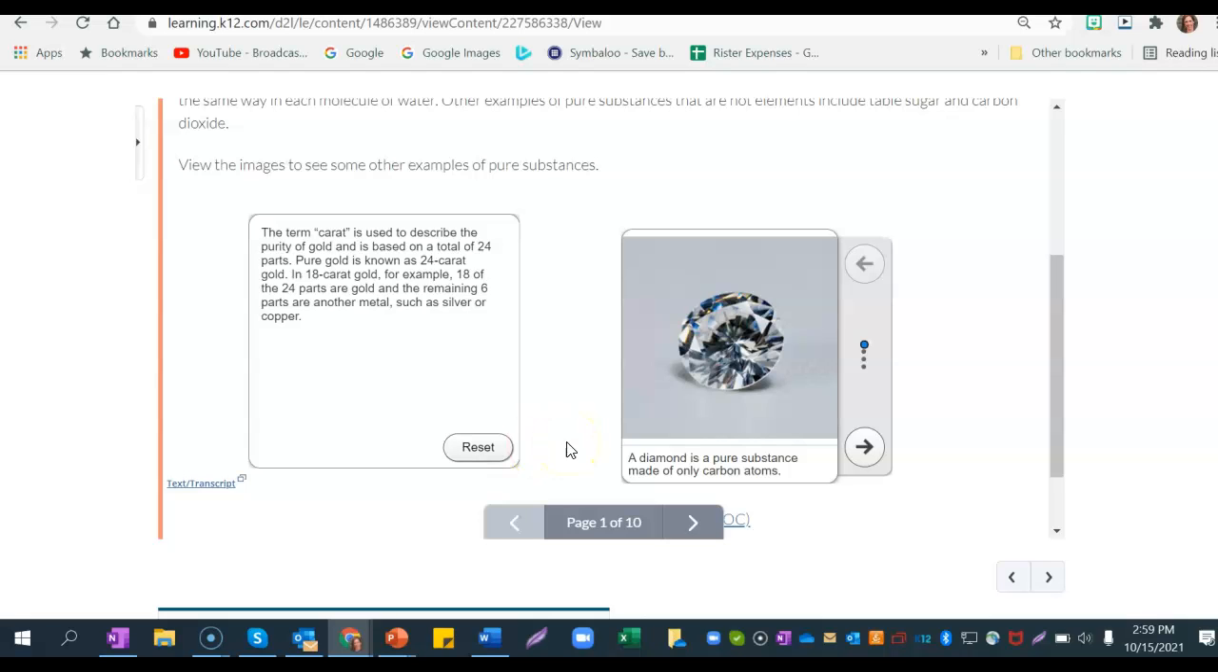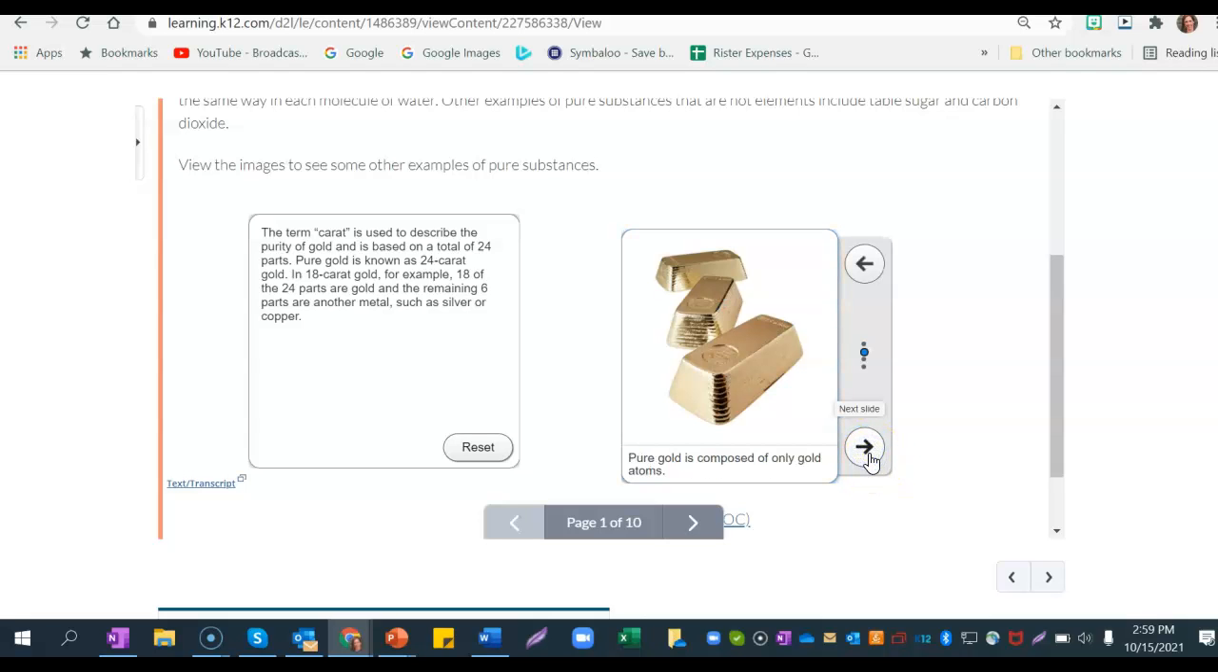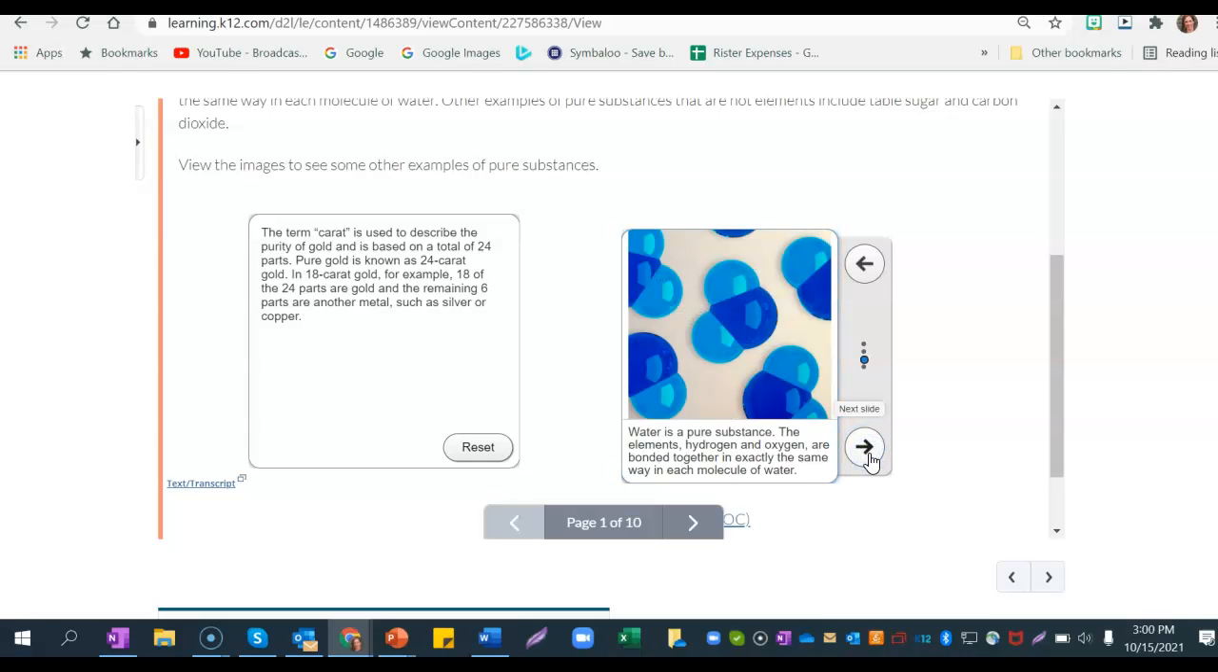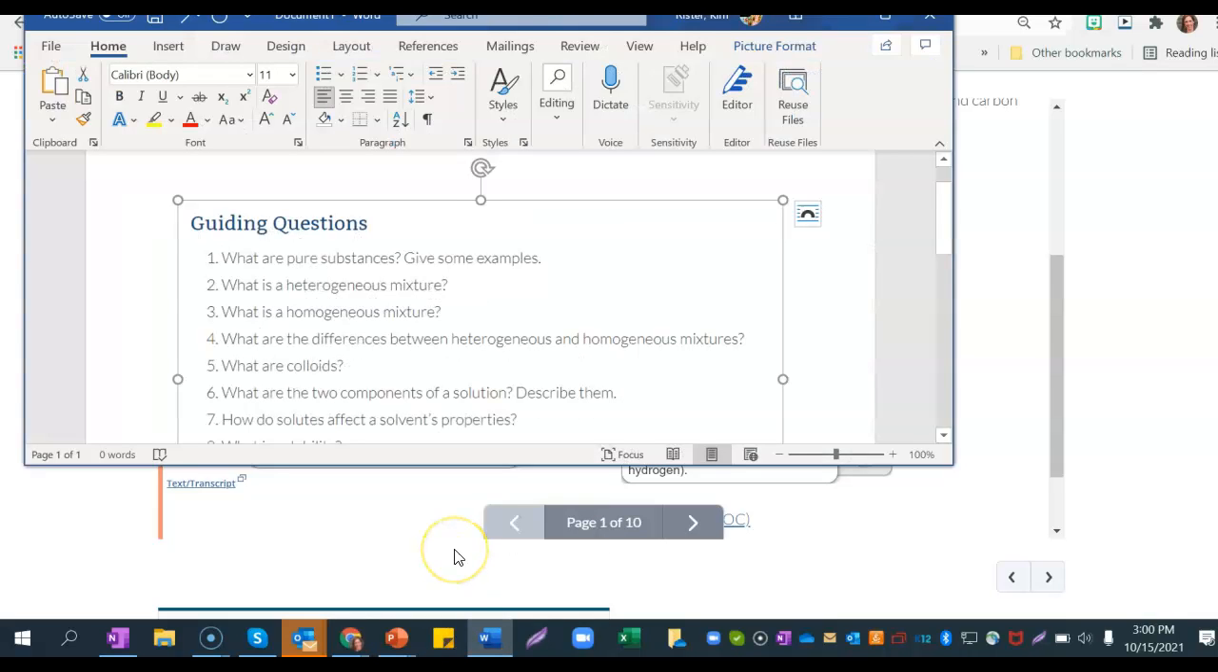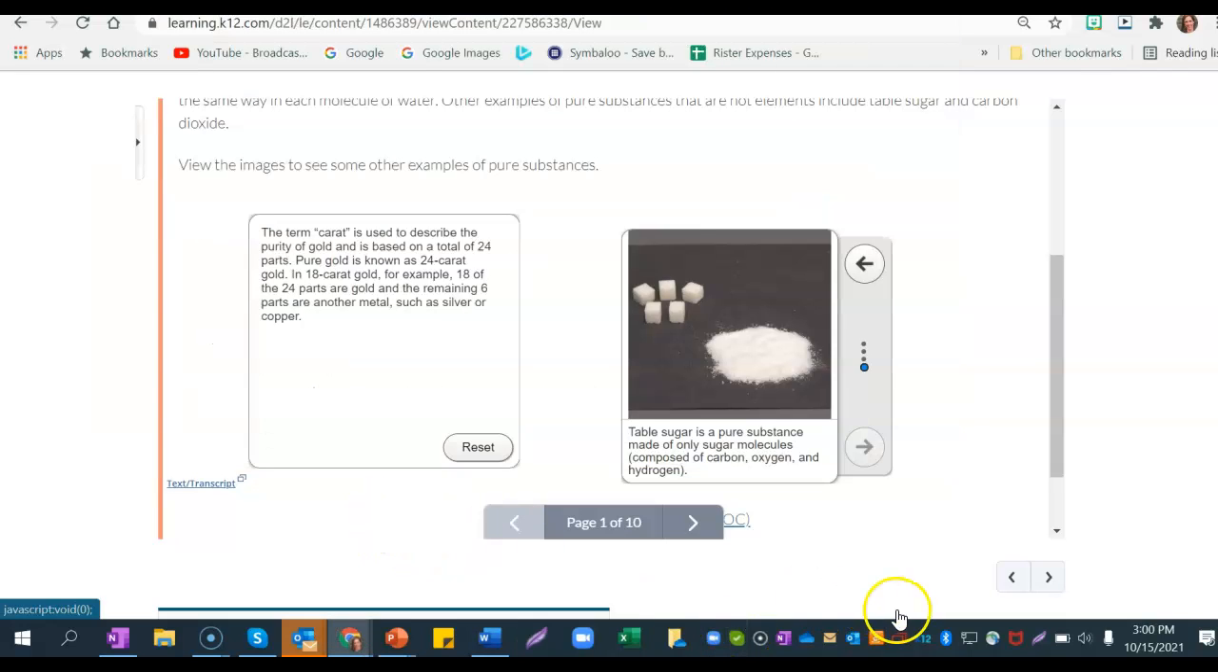A diamond is a pure substance, and it is made only of carbon atoms. Pure gold is composed of only gold atoms. Water is a pure substance. The elements hydrogen and oxygen are bonded together in exactly the same way in each molecule of water. And then table sugar is a pure substance made of only sugar molecules composed of carbon, oxygen, and hydrogen. So hopefully those examples are helpful. And if we look at our guiding questions, what are pure substances, and give some examples, you should now be able to fill that in.